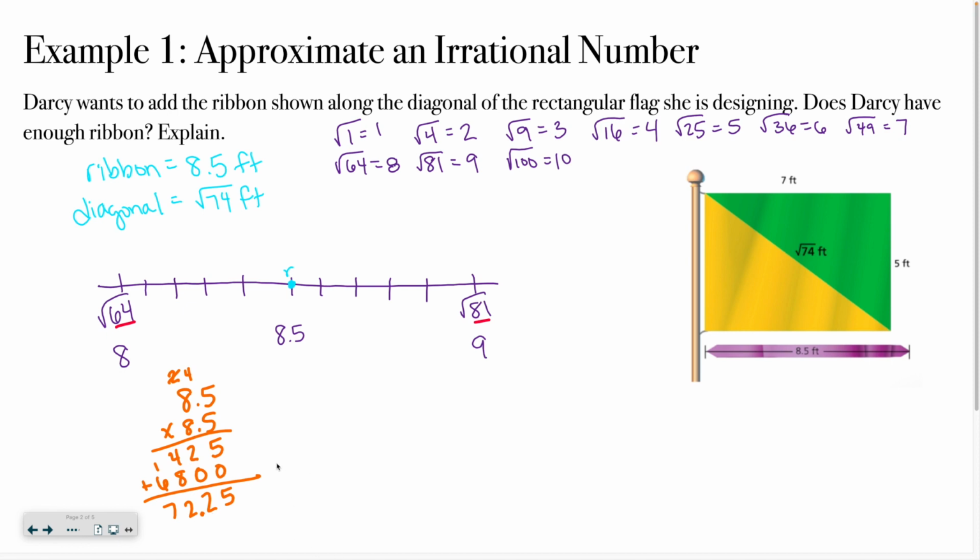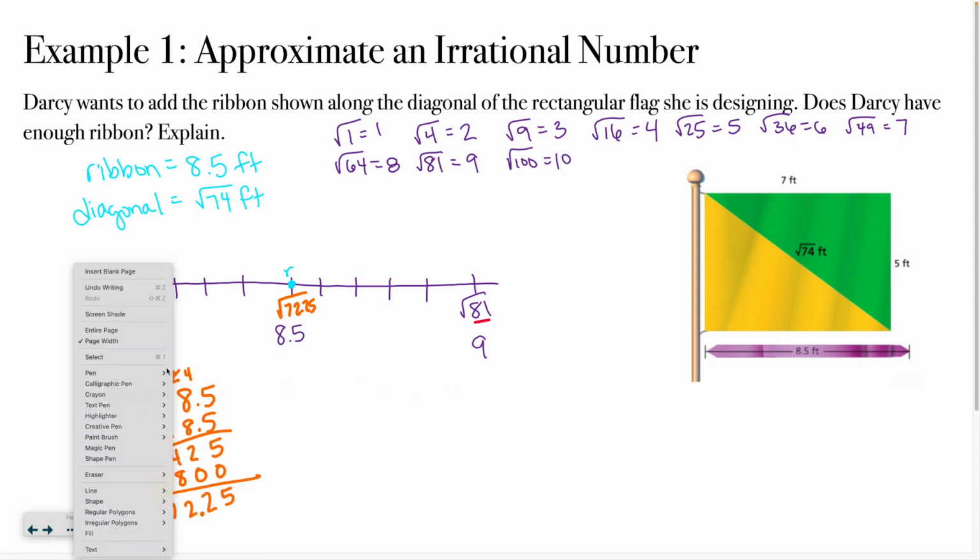Okay, so I know that 8.5 squared, this is the same as the square root of 72.25, which is still smaller than that square root of 74. So right now, I could say, you know what? 8.5 feet, that's not going to be enough, because it would only give us the square root of 72.25, and that's less than the square root of 74.